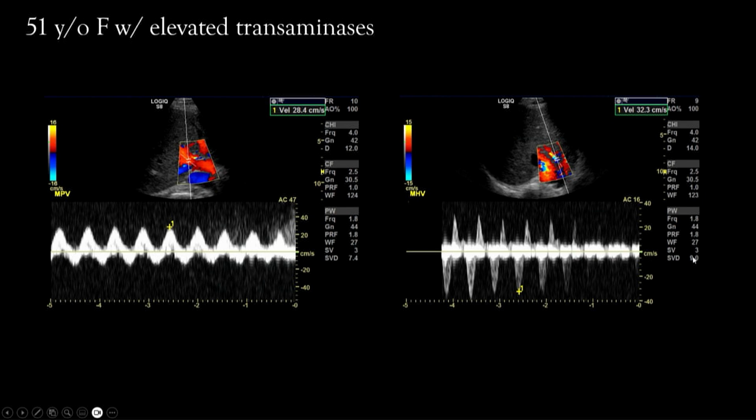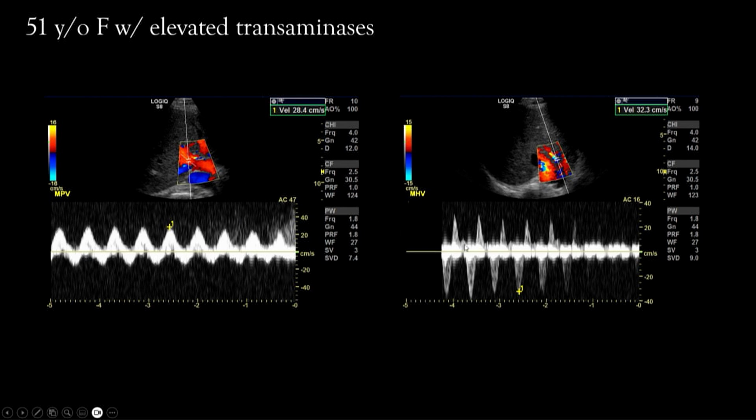Okay, so let's go into some cases here. First case, a 51-year-old woman with elevated transaminases came to the ED and got this liver Doppler examination. The first thing that we'll note in this portal vein waveform is that there's increased pulsatility. We can see that the trough here is way below 50% of the peak, and we actually have these periods of retrograde flow. Usually, when we see this waveform, we suspect that the answer is probably going to be in the hepatic veins.